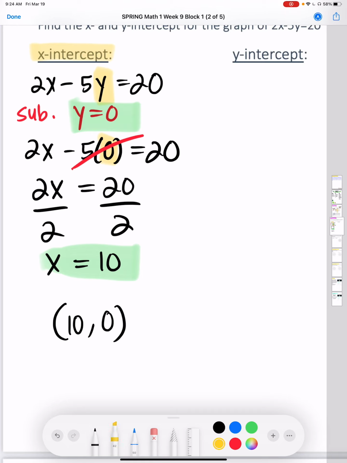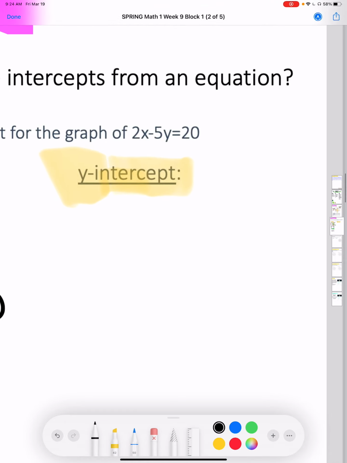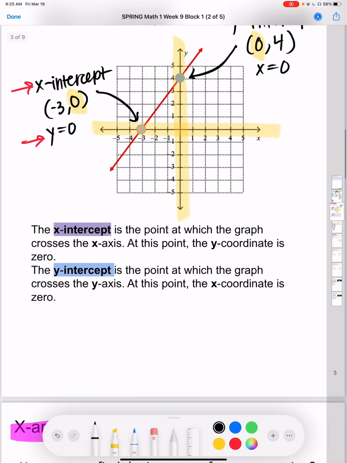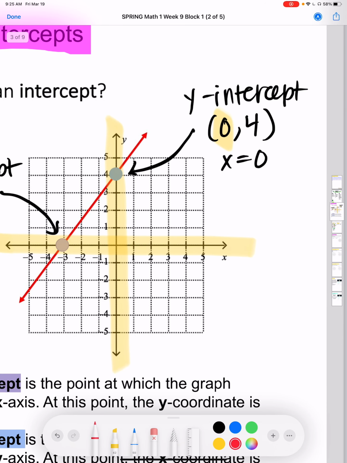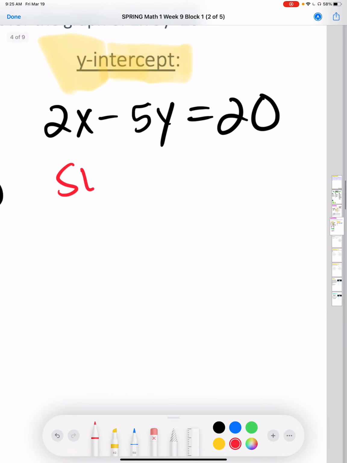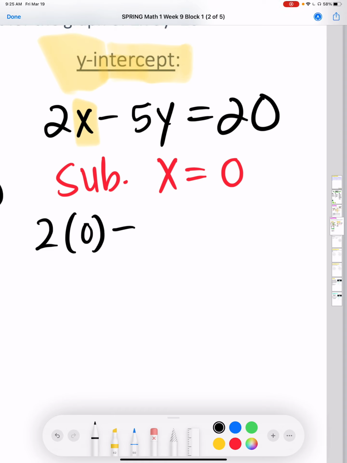So again, same logic. My y-intercept, go ahead and rewrite your equation down. 2x minus 5y is equal to 20. For our y-intercept, going back to the first page, we know that whenever we're seeing a y-intercept, our x is 0. So let's go ahead and substitute that in. So this time I'm going to substitute x equals 0 in here. So I'm going to replace x with 0. I'm left with 2 times 0 minus 5y equals 20.